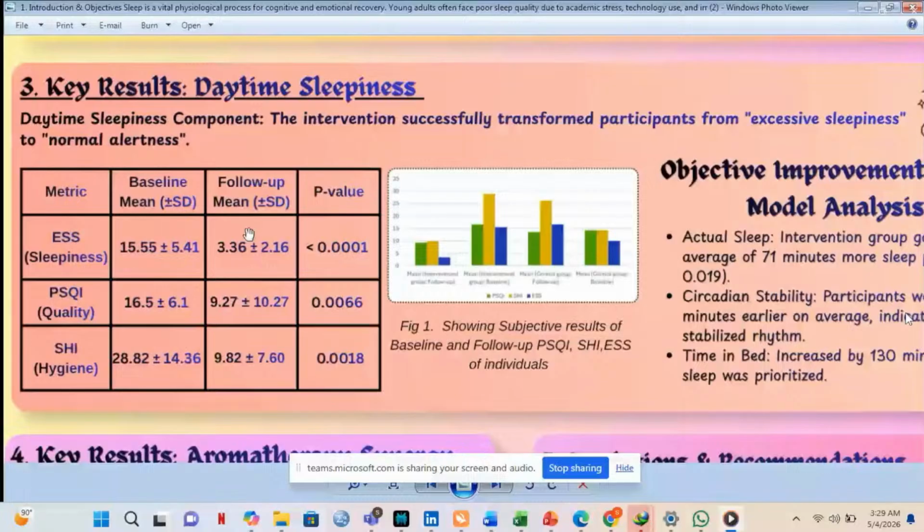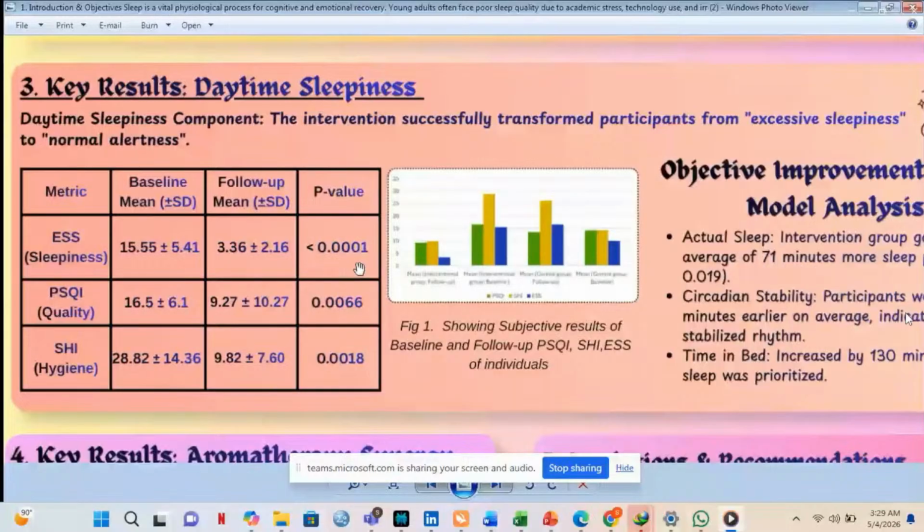Here the PSQI was 16.5 before following any intervention, and after following the intervention, it dropped to 9.27. SHI was 28.8, and after the intervention, it turned into 9.88. So here you can see how magically our study worked. Not only these things, but here you can observe the p-values. The p-value is less than 0.0001, which shows this wasn't just a fluke. The changes were highly significant.